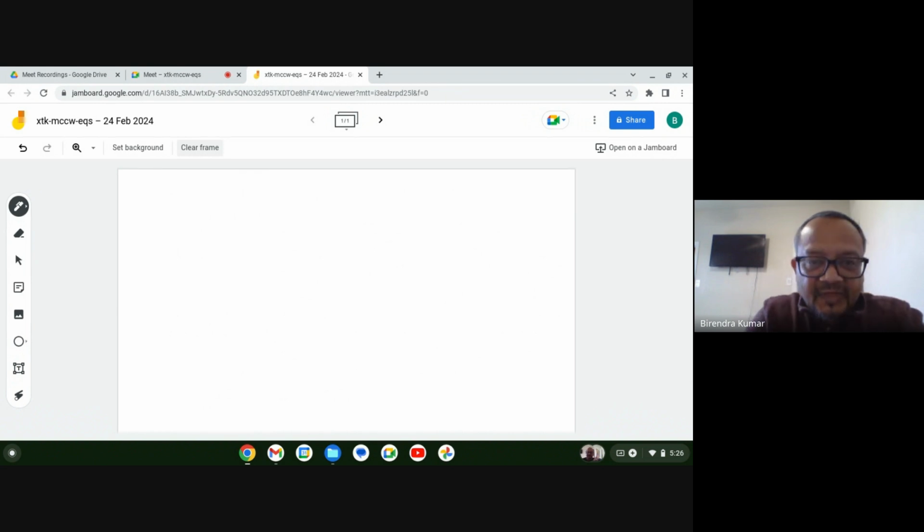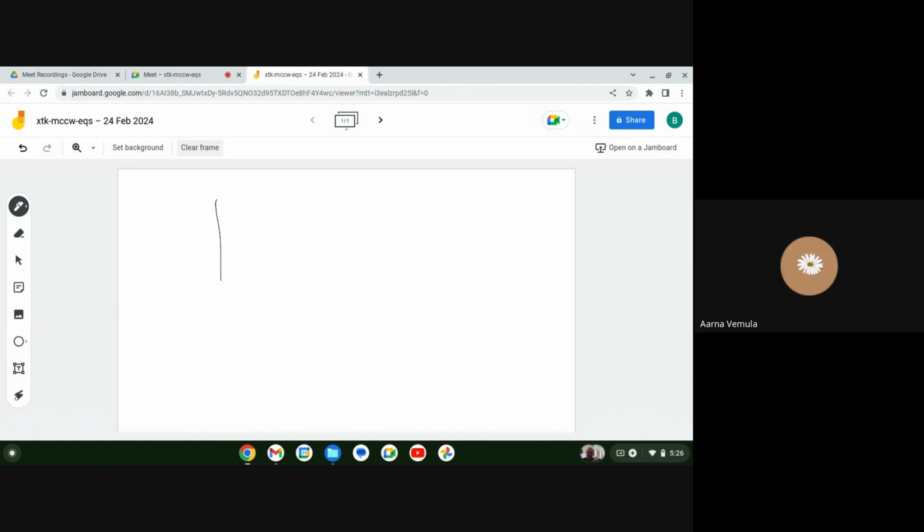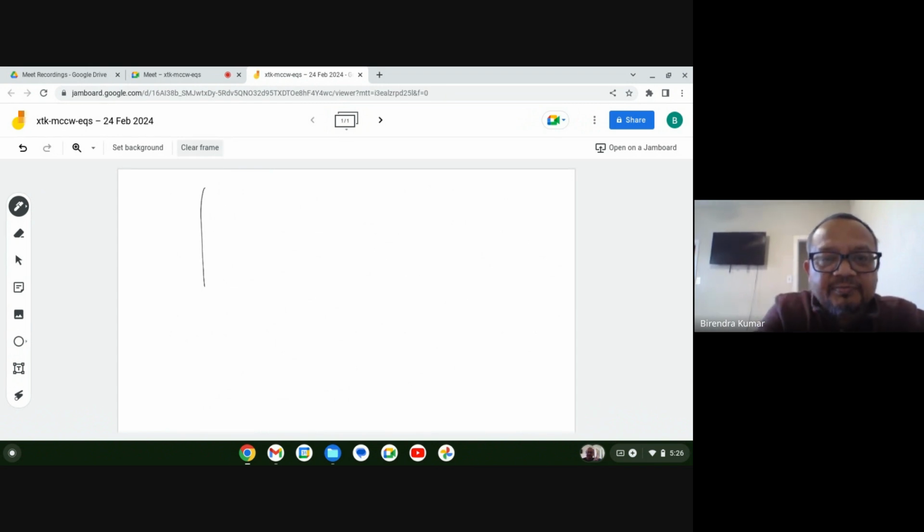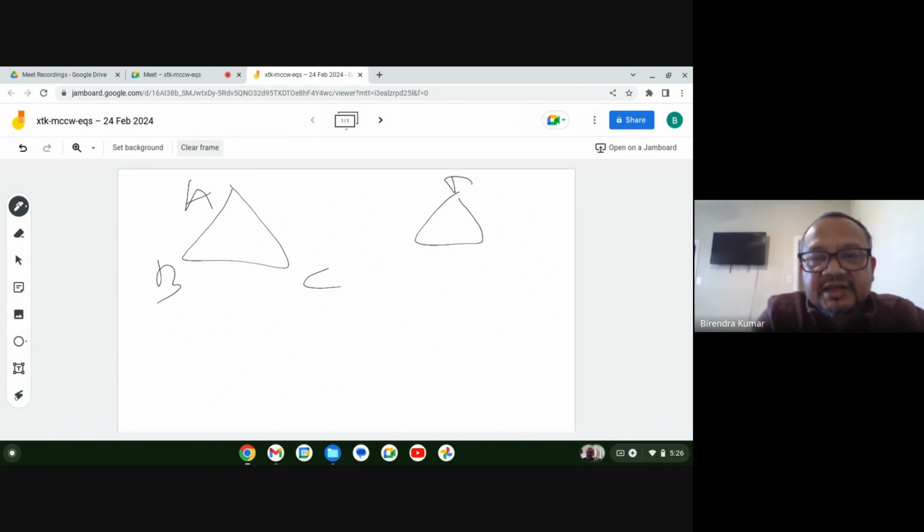Now I am going to jump onto the Pythagorean theorem. How do we prove that? Before we do that, one question: if these two triangles, triangle ABC and triangle DEF, are similar triangles, meaning A and D are matching, B and E are matching, C and F are matching.